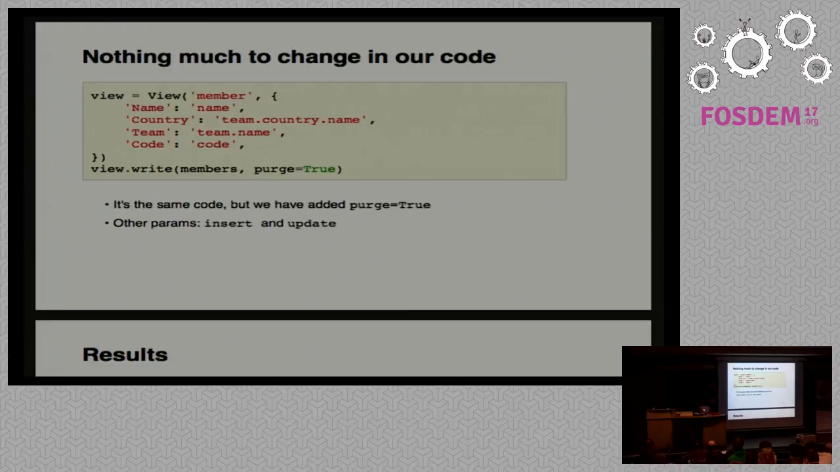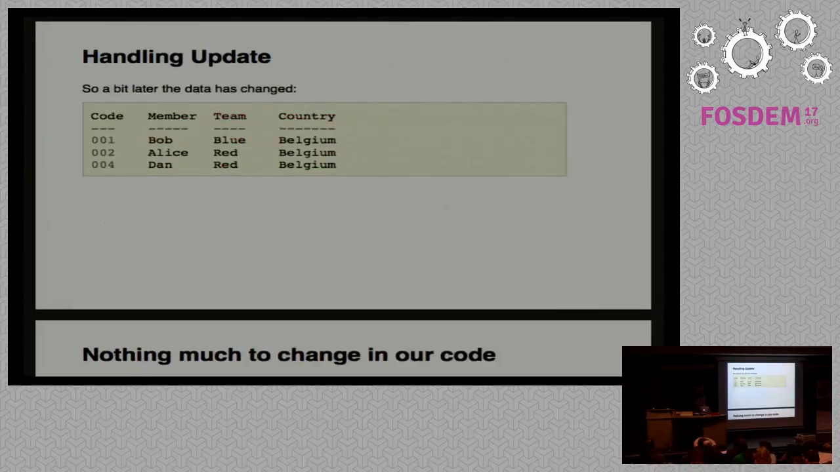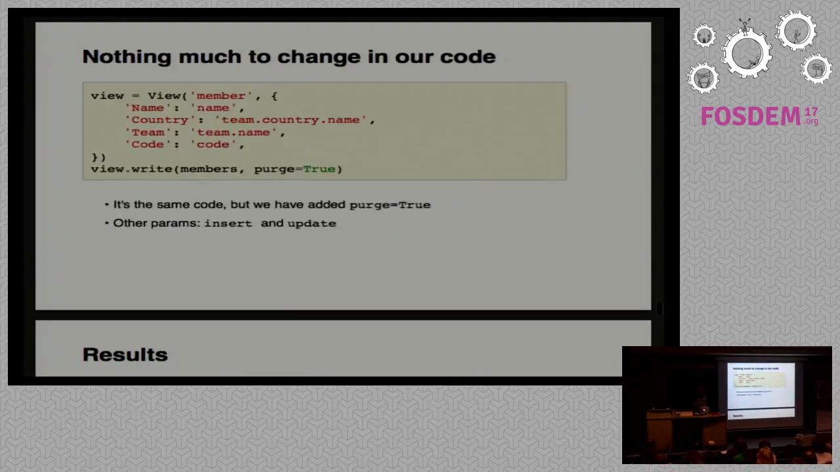And the code is more or less the same. So you have the same view that defines how you map this data to the database. You write members, but the new version of members. And by default, write will only try to insert and update, but won't try to delete. So purge here, you say to Tinker, OK, if a line is missing, delete it also. So in our example, Trudy is missing. So the purge argument will say remove Trudy from the database. If not, only Dan is updated.